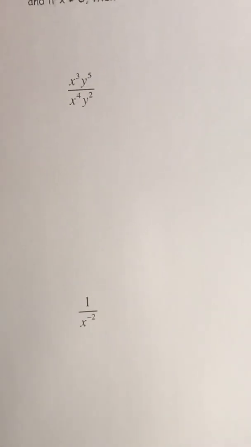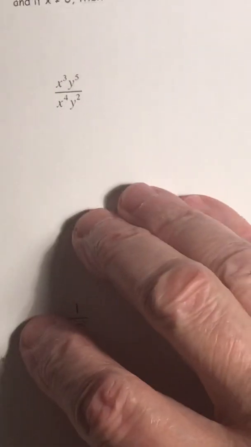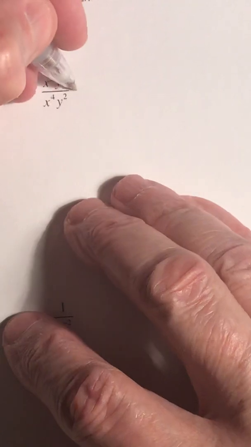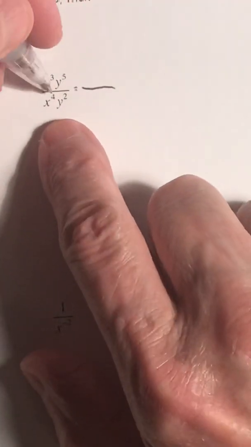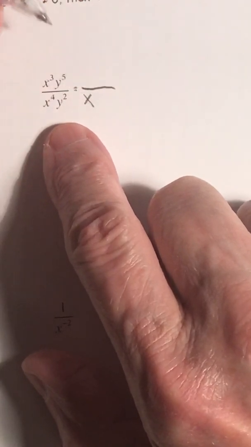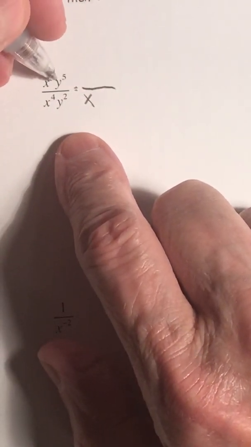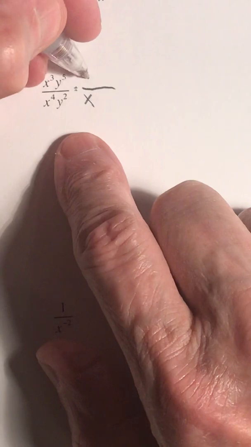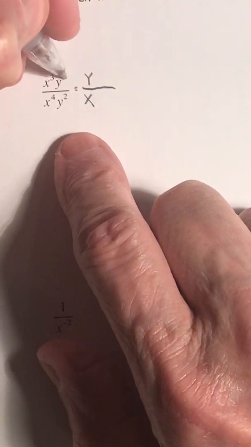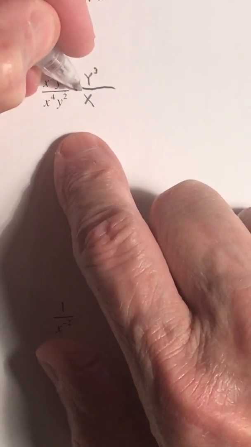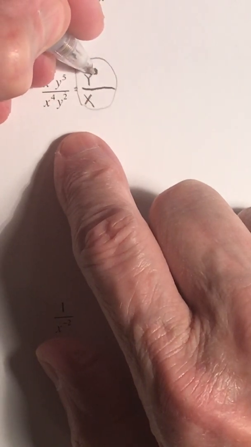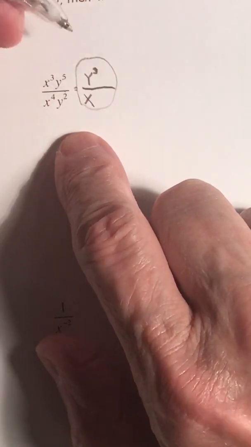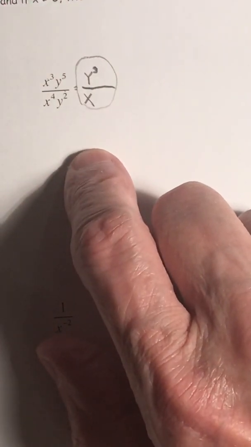More than one variable. Oh, I'm getting all overwhelmed. No big deal. Just one variable at a time. Bigger power of x is in the bottom. 4 take away 3 is 1. No exponent necessary. Y has more factors on the top, so the y stays on the top. 5 take away 2, 3. There's our answer. Y, let me make that look a little more like a 3. Y to the third over x.